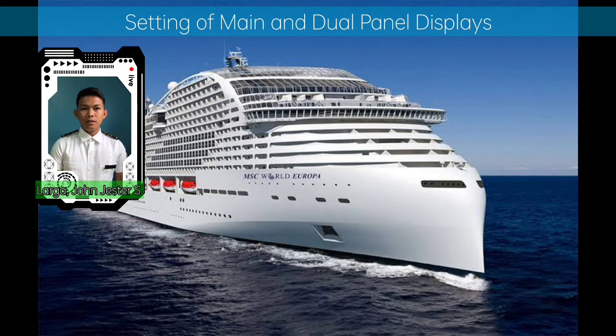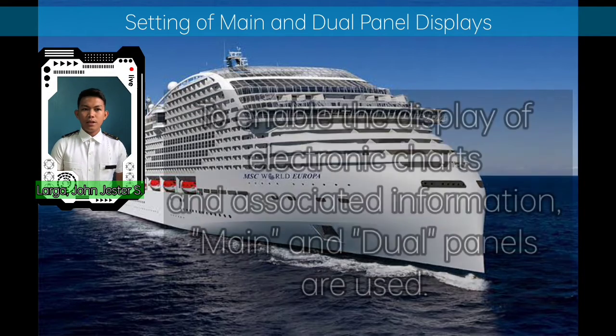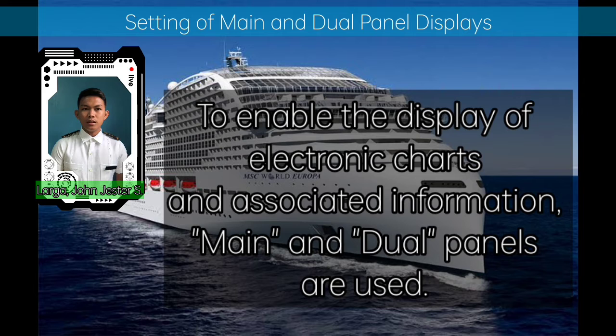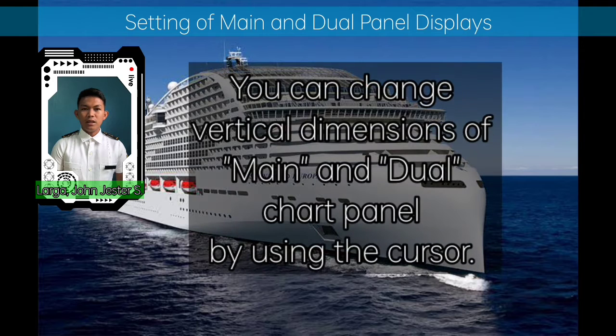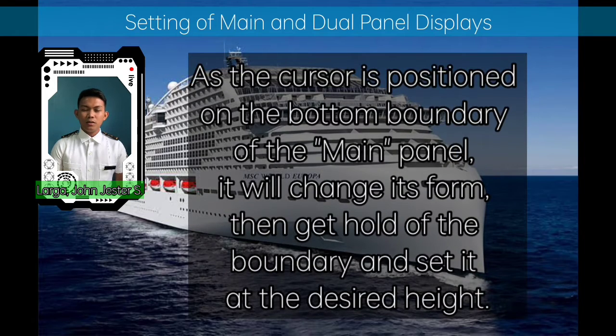Setting of main and dual panel display. To enable the display of electronic chart and associated information, main and dual panel are used. You can change vertical dimension of main and dual chart panel by using the cursor. As the cursor is positioned on the bottom boundary of the main panel, it will change its form. Then, get hold of the bottom boundary and set it at the desired height.